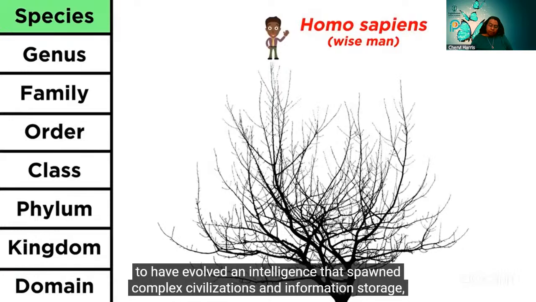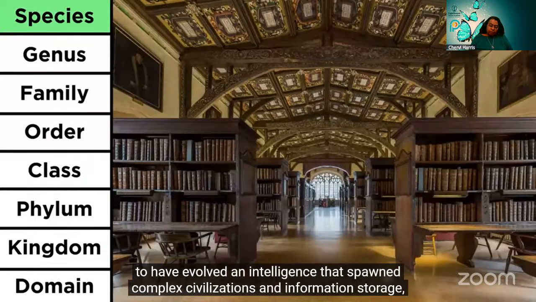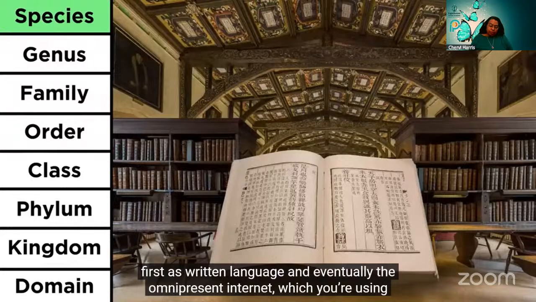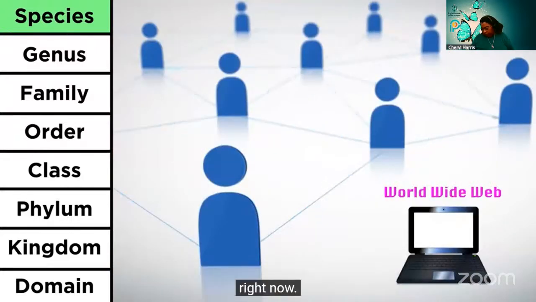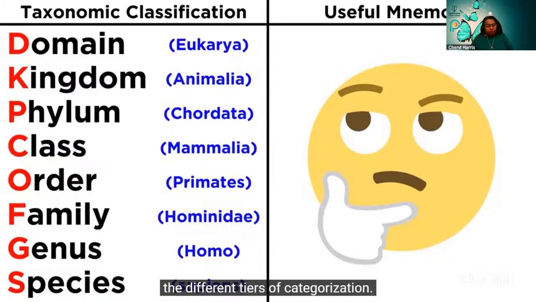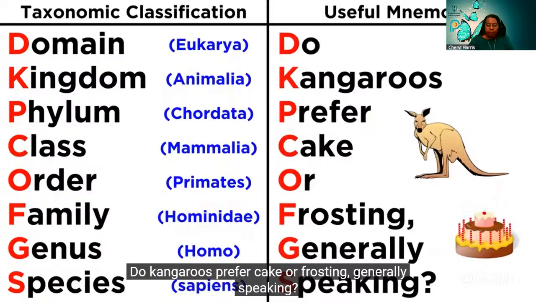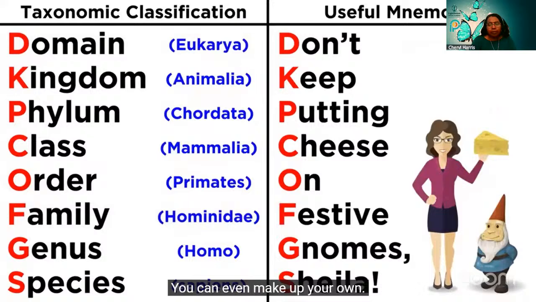And Homo sapiens, which means wise man, sits at the very top of the tree, the only species to have evolved an intelligence that spawned complex civilizations and information storage, first as written language, and eventually the omnipresent internet, which you're using right now. So every species can be classified, and there are mnemonic devices that can help us remember the different tiers of categorization. Do kangaroos prefer cake or frosting, generally speaking? Or did King Philip come over from Great Spain? You can even make up your own.